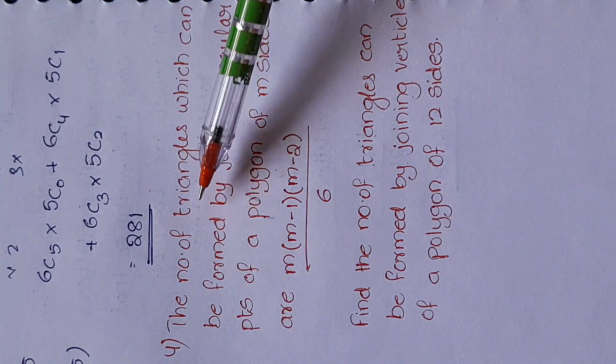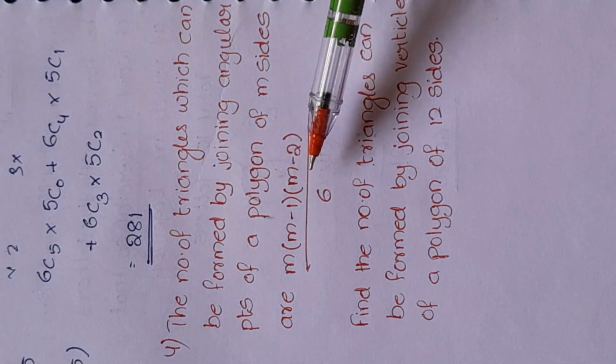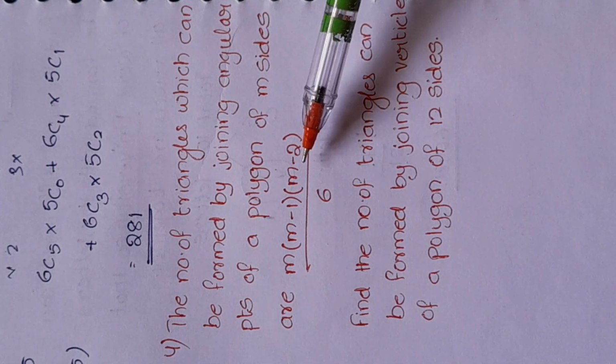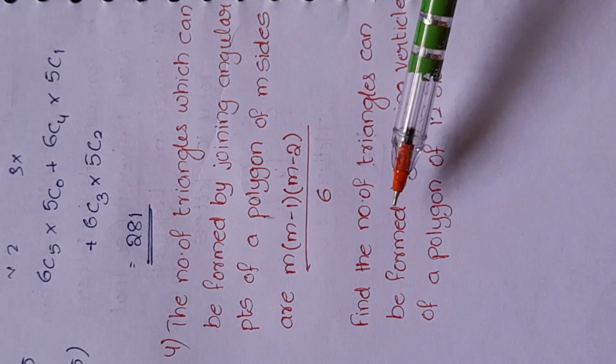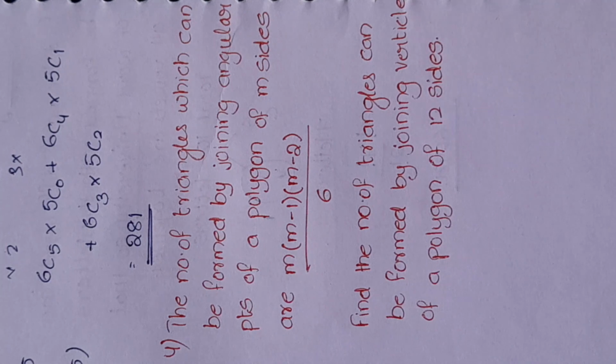Fourth one: the number of triangles which can be formed by joining angular points of a polygon of m sides is m into (m minus 1) into (m minus 2) by 6. Let us see a question. Find the number of triangles that can be formed by joining the vertices of a polygon of 12 sides.